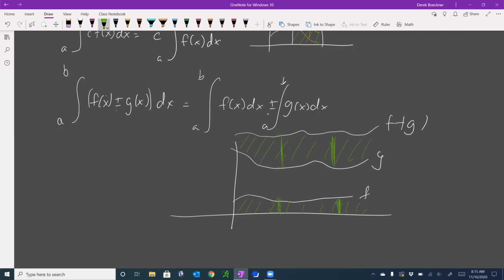Subtraction the same way. If I was to subtract them, then these rectangles would be down below, and I'd take it off, and whatever this would be, f minus g.